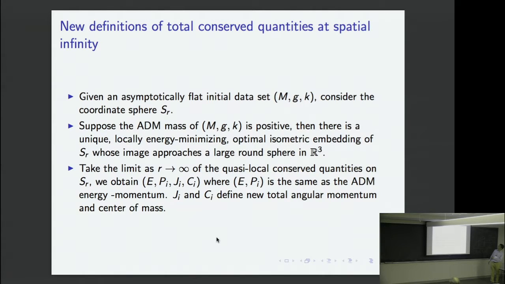optimized isometric embedding of each of the coordinate spheres, and that's actually unique. So that allows us to calculate this quasi-local conserved quantity, and we can take a limit to infinity, and that defines this full set of conserved quantities. This E and P_i are the same as the ADM energy momentum, and J_i and C_i correspond to the total angular momentum and total center of mass. And they are somewhat different from the traditional definition.